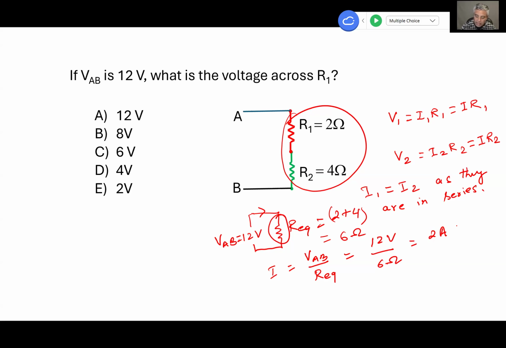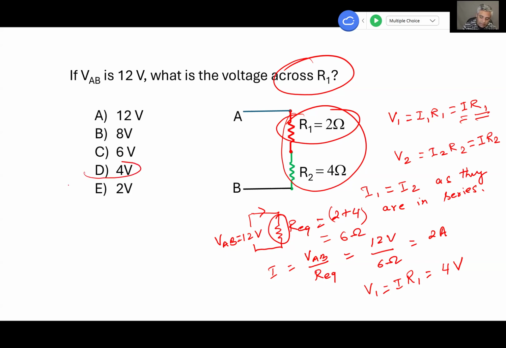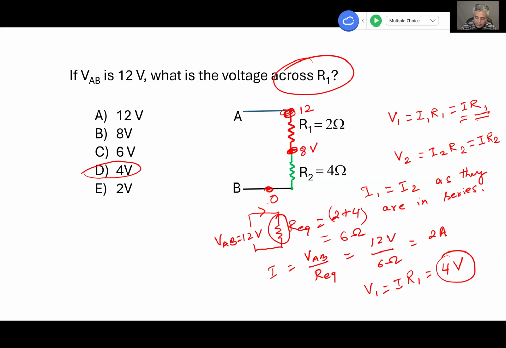So we found the current. Multiply that current with the resistor at that point. It's asking for the voltage across R1. So V1 is I1, or just I, times R1, which is 2 times 2, so 4 volts. It looks like D is the correct answer in this case. Up to this point, we have 12. Over here the 4 volt is gone, meaning now we have 8 volt, and over here is going to be 0. So the difference here is 8 volt, and the difference here is 4 volt. That's how the 12 volts divides across the 2 resistors.